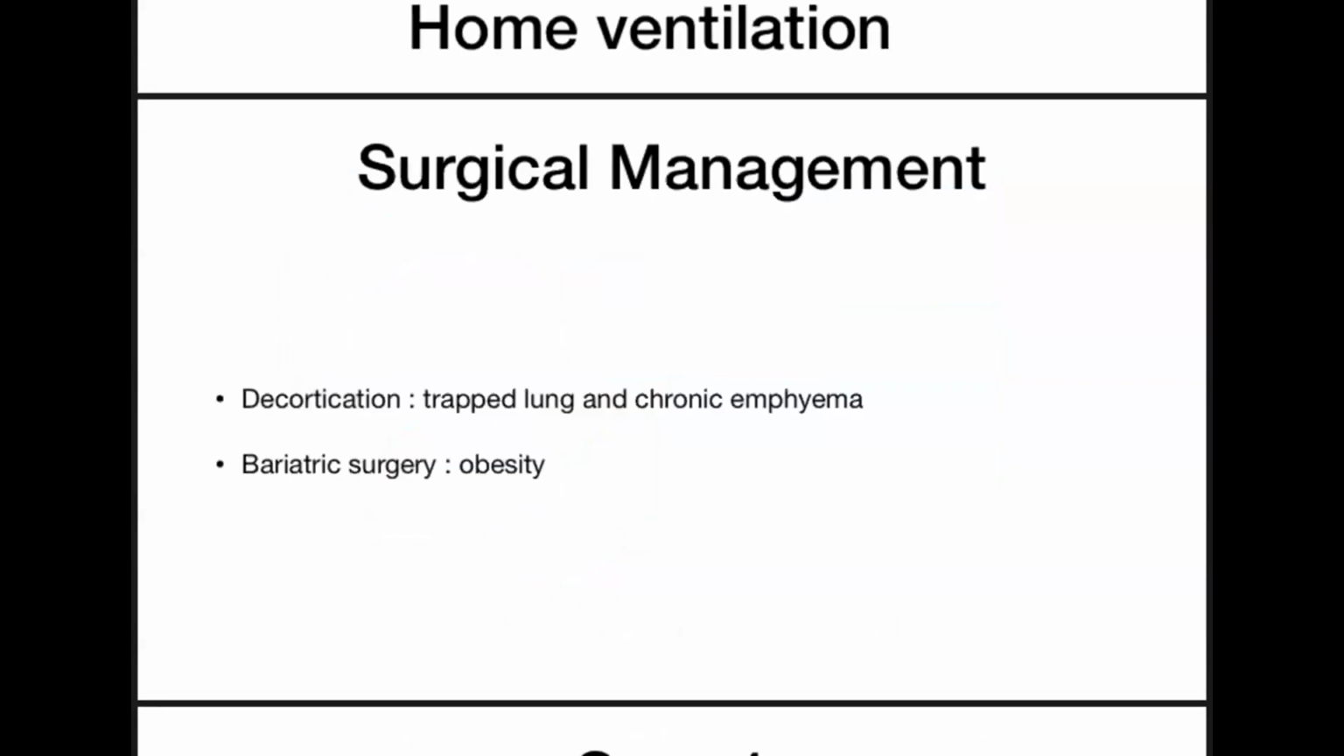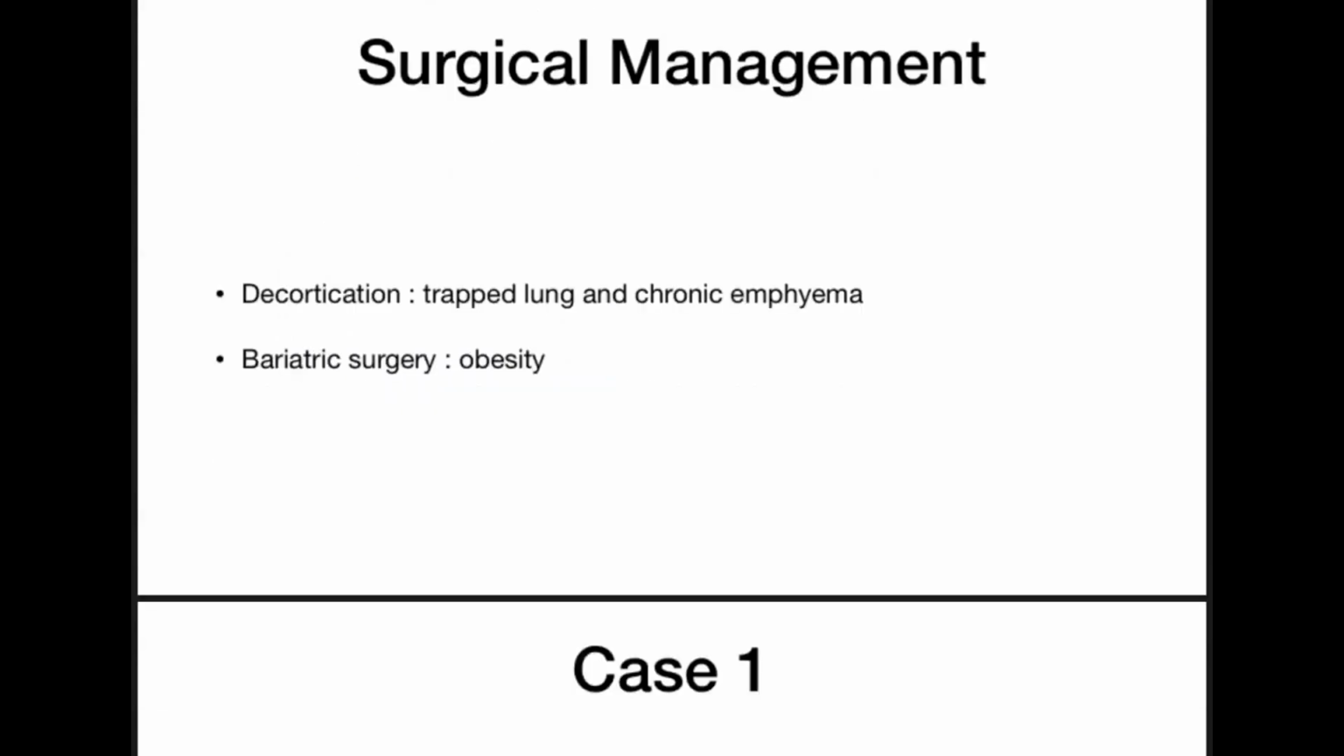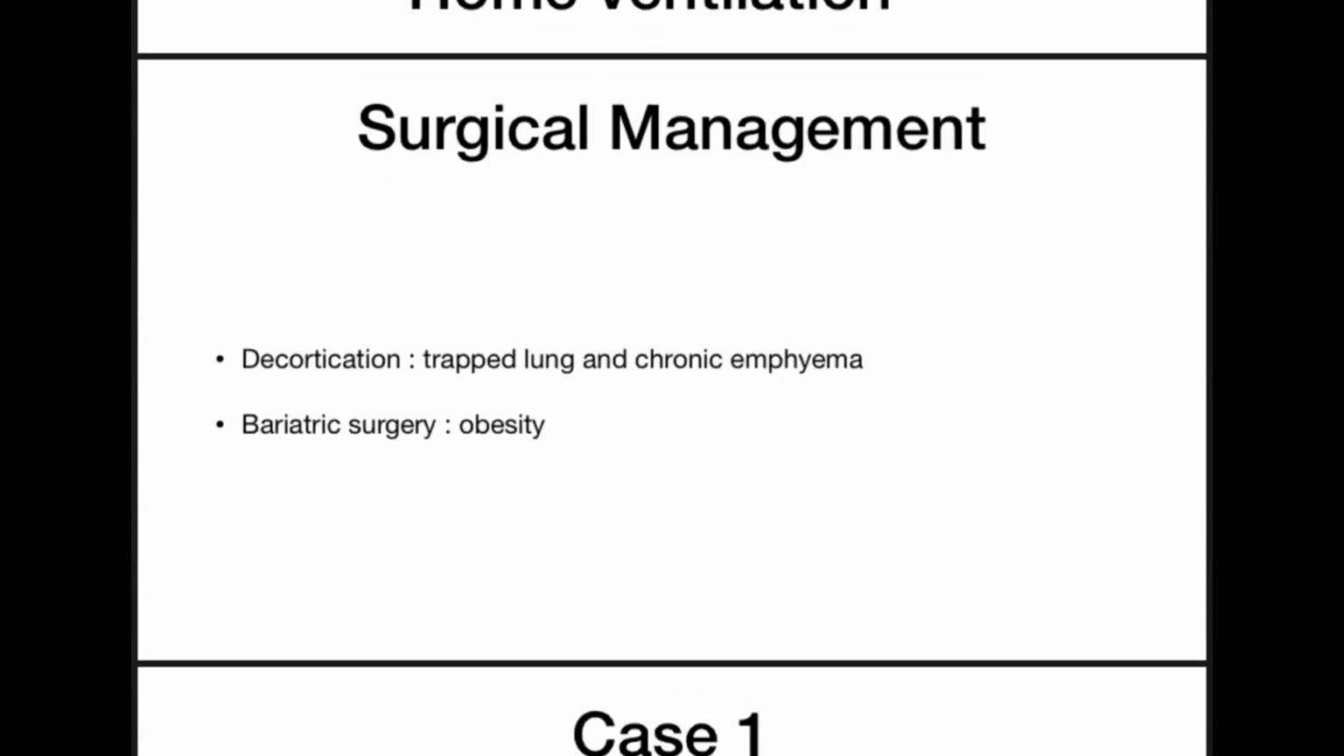My last slide before the cases, I'm sure you guys are tired, is on surgical management. Surgical management in restrictive lung diseases is basically for pleural disease. It's basically decortication for people who may have a trapped lung or chronic empyema, so then we benefit from a decortication. And then in obesity, bariatric surgery.